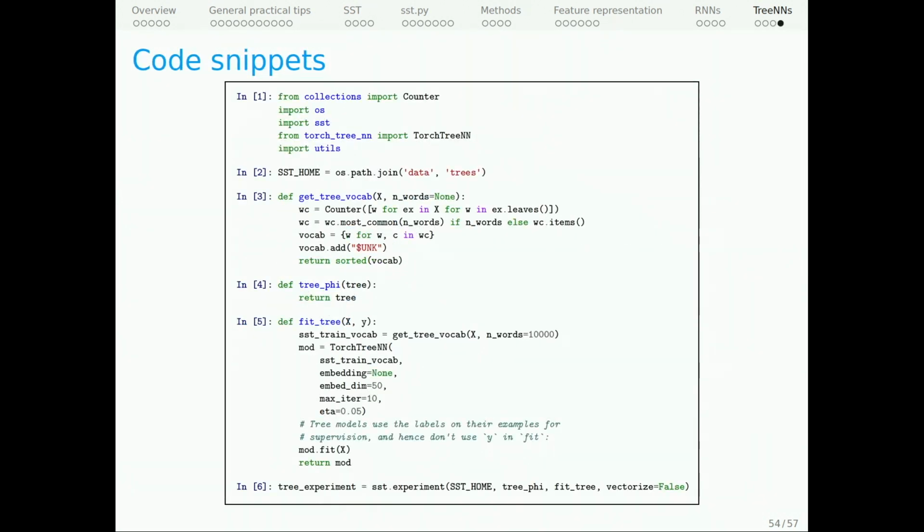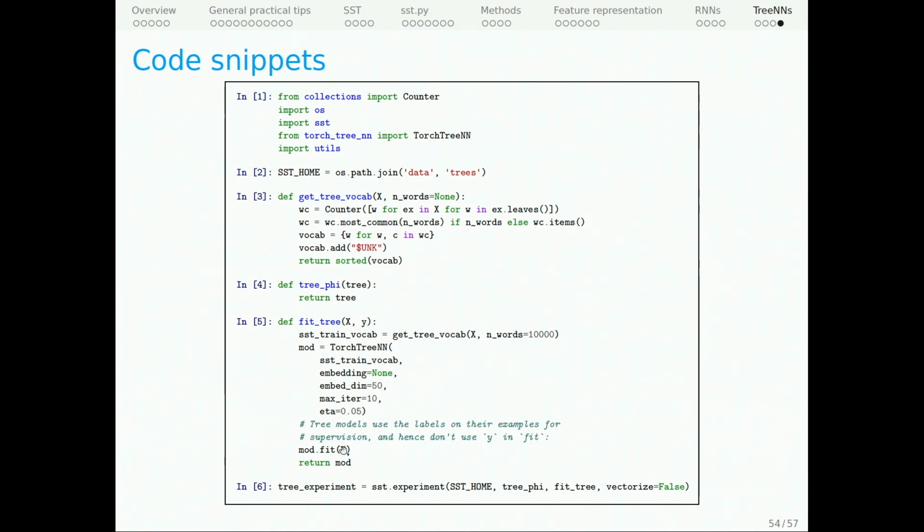And then just to round this out, this is a full picture of how you use the SST experiment with these tree models. And I think the only special thing about this is that the tree models are unusual in assuming that their label is part of the training instance itself. So in the default, regular tree NN, it looks to the root node to find its label as opposed to having it in a separate vector. And so that's a little bit funny down here that mod.fit takes only X and not Y. Y is just there for assessment.